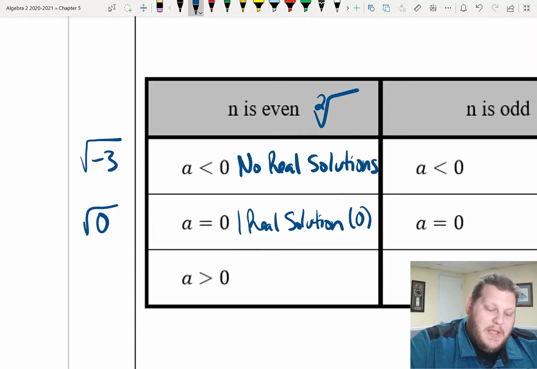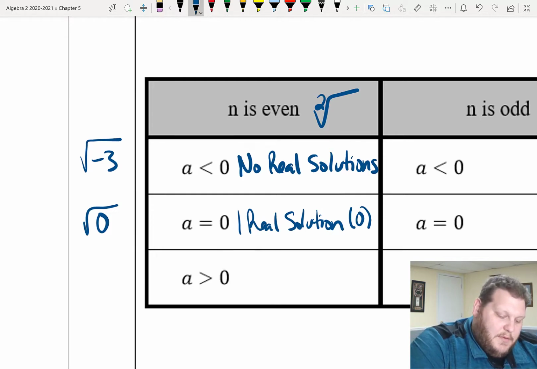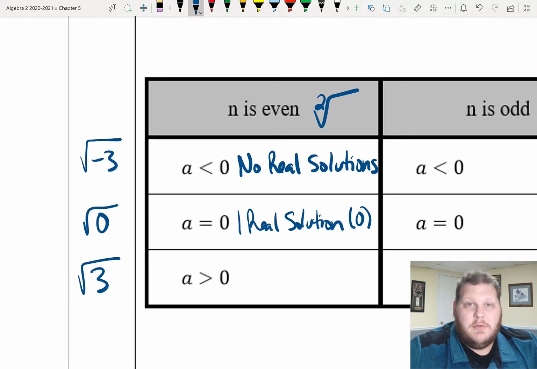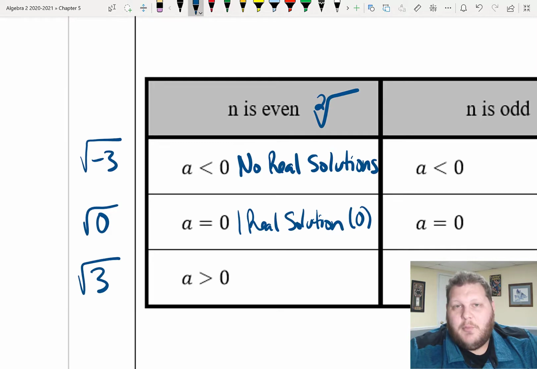Now, if my a value is bigger than 0, so let's say we have the square root of +3 now, that looks a little bit different because in all of our cases, we're going to have two solutions, because anytime we took a square root in our equations, we had plus or minus, positive or negative solutions, right? If I had the square root of 4 instead of 3 here, I'd end up with plus or minus 2 as my solutions. Here, square root of 3 is not a nice number. It's irrational, but it is still a real solution.